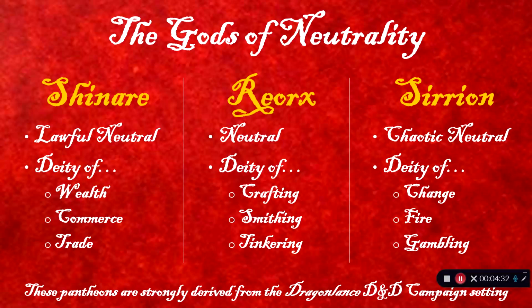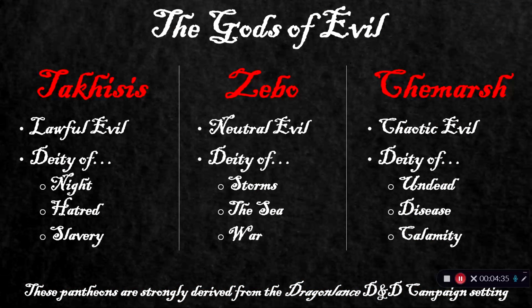Now, last but not least in this simplified pantheon are the gods of evil. The one that's famous from the Dragonlance setting is Takhisis, the lawful evil queen of the dragons. She is the deity of night, hatred, and slavery. Those novels were much of her attempts to return to the mortal world. Neutral evil is Zeboim. That is a deity of storms, the sea, and war.